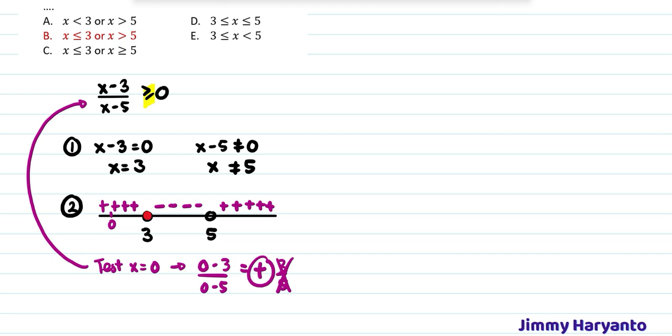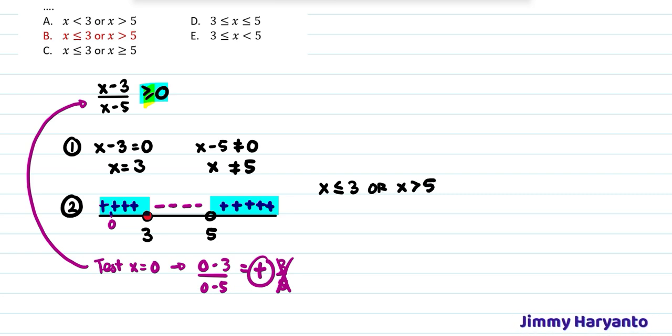And then the question wants you to find the greater than 0 area, which is this one, the positive part. Yeah. So the domain will be x less than or equal to 3 because it's to the left of the 3, or x greater than 5 because it's to the right of the 5. Okay, the answer is B.